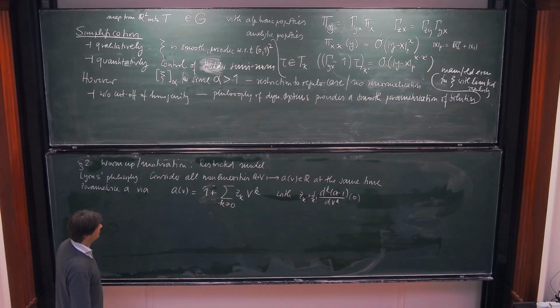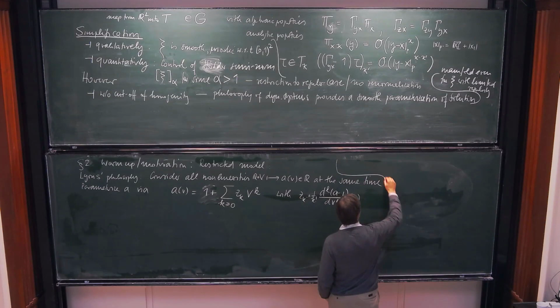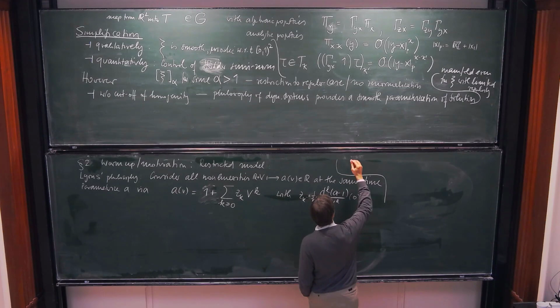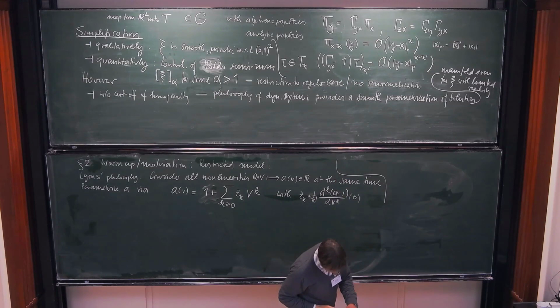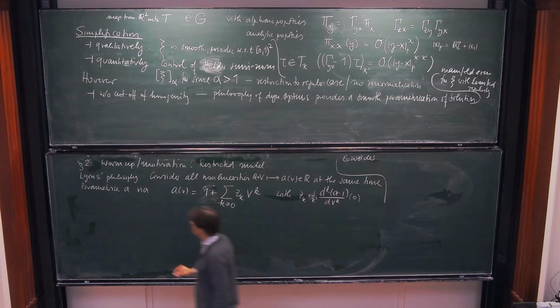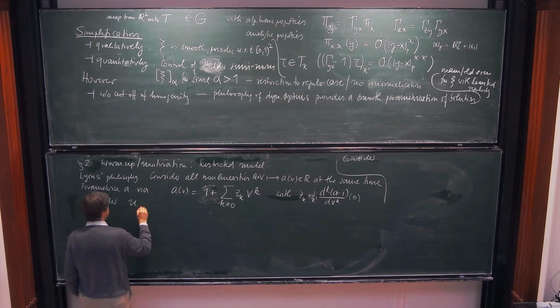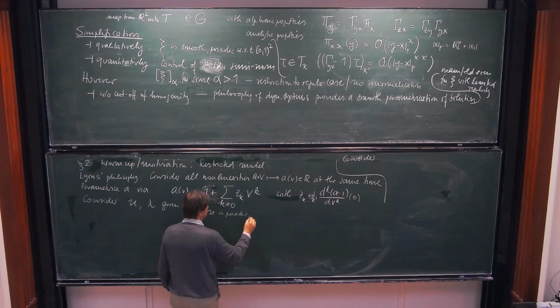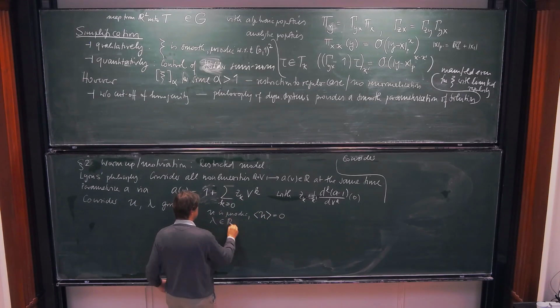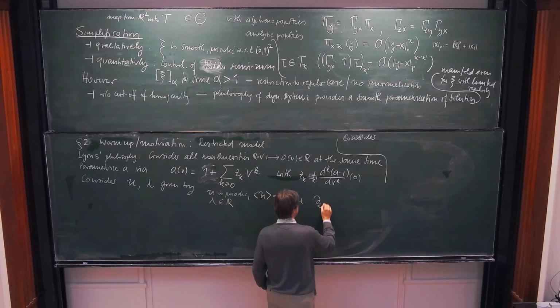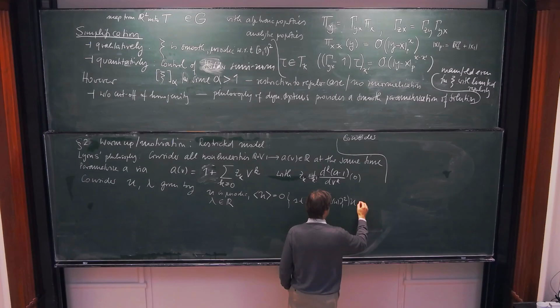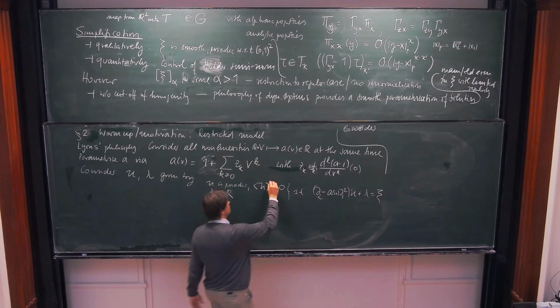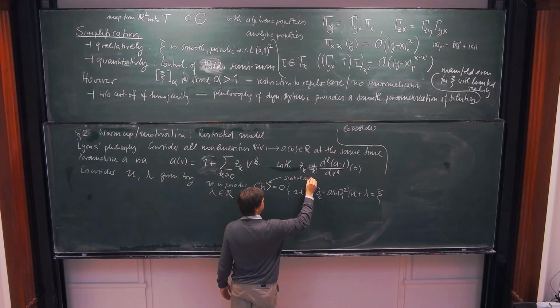And now I should have done that even before. Let's fix a solution. How did I want to do that? Consider U and the constant lambda given by the requirement that U is periodic, that the spatial average of U vanishes, lambda is a constant, such that we have ∂2 U minus A of U ∂1 squared U plus lambda is equal to psi. So by this, I just mean the spatial average over one periodic cell.